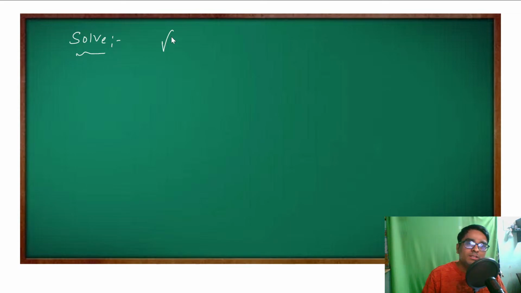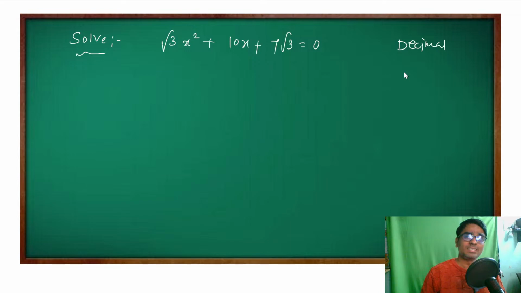Solve root 3 x square plus 10x plus 7 root 3 equal to 0. Such numbers only trouble you, right? Numbers like this, then decimal numbers, then fractions if they come, all these things trouble you. You people feel it is easy to do such questions.